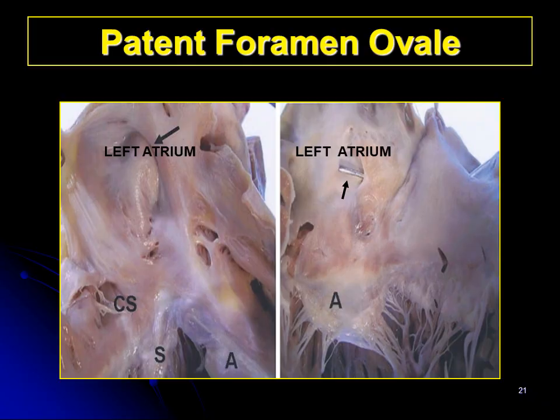This is a picture of a patent foramen ovale seen coming from the right atrium. Patency is determined by probing that is seen on the left atrium.